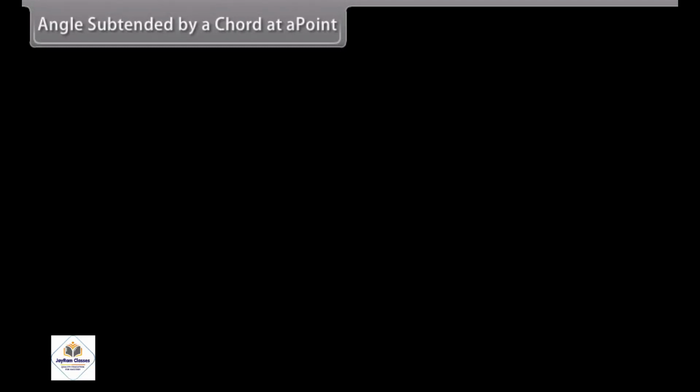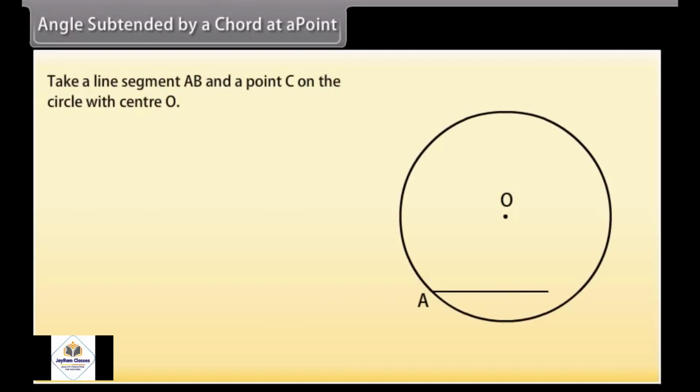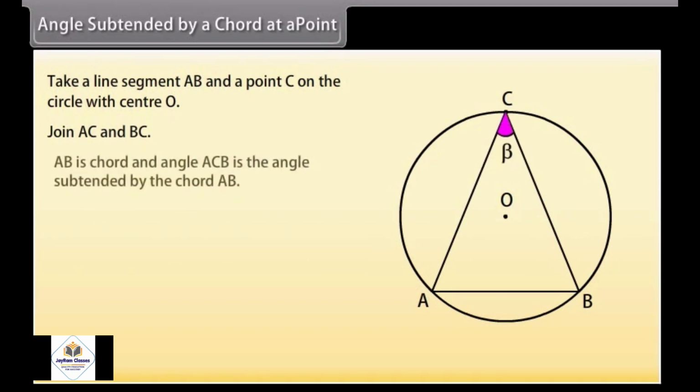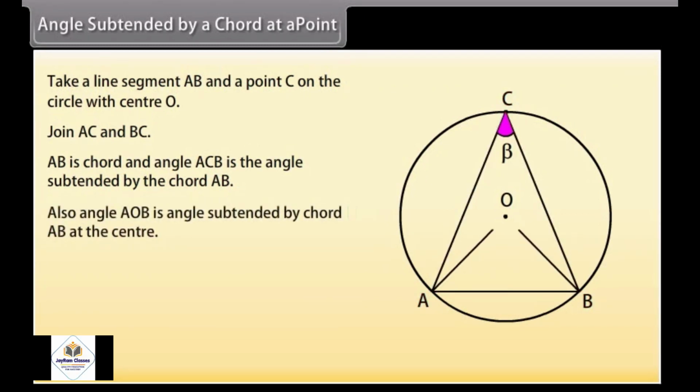Angle subtended by a chord at a point. Take a line segment AB and a point C on the circle with center O. Join AC and BC. Here AB is the chord and angle ACB is the angle subtended by the chord AB. Also, angle AOB is the angle subtended by chord AB at the center.